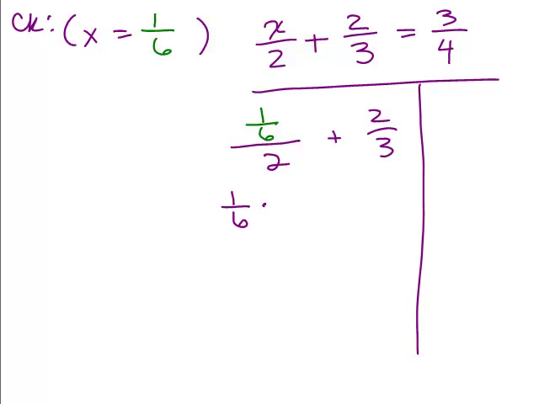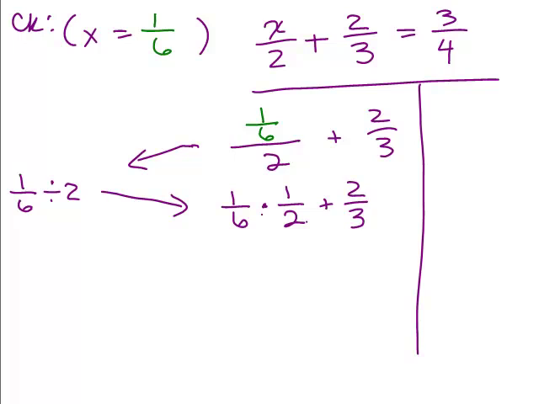But what does it mean to divide by 2? It means to multiply by the reciprocal. So that's how you could do that. 1/6 divided by 2 is 1/6 times 1/2. So I'm just going to keep in mind over here to remind you. That means 1/6 divided by 2, which of course means 1/6 times 1/2, plus 2/3.